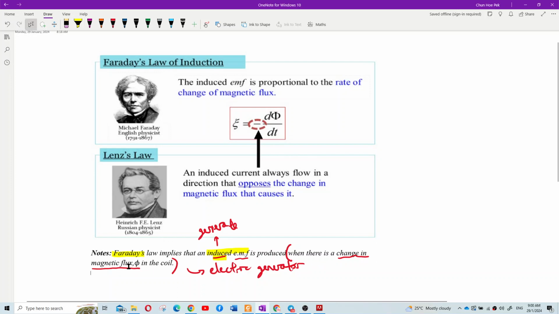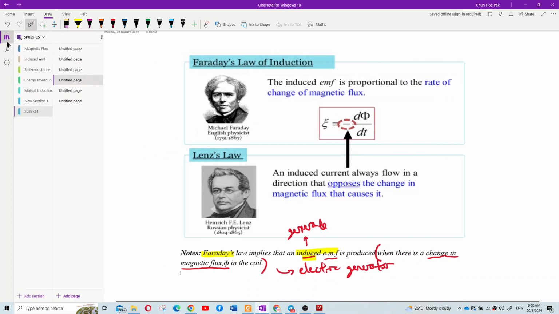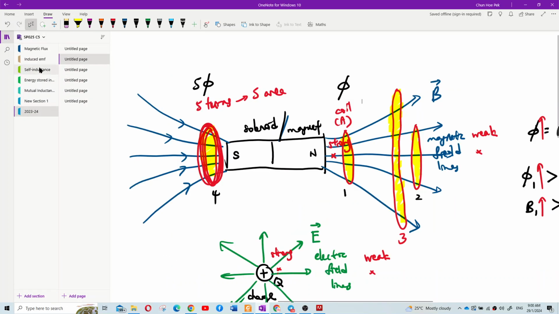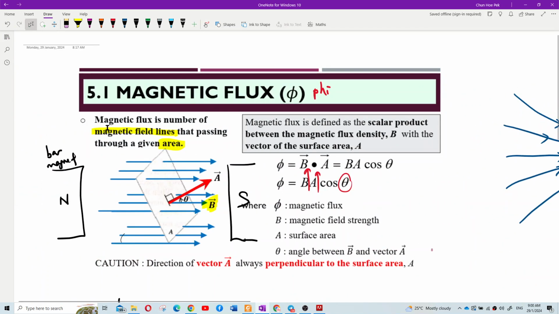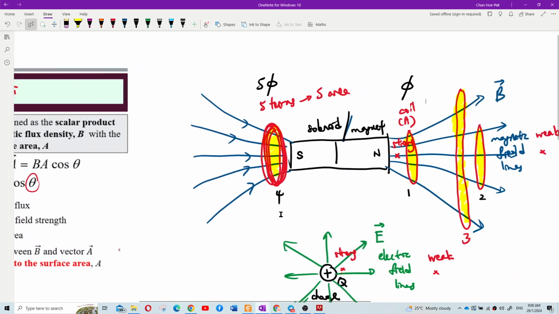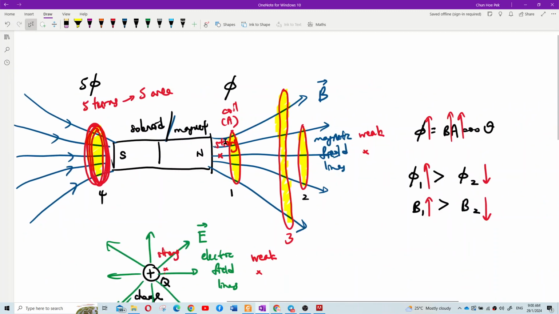So why did you learn about magnetic flux just now? What is magnetic flux? You need to go back to what is magnetic flux. Magnetic flux is the number of magnetic field lines passing through a certain area. Okay, certain area. So like you have this area. The magnetic field lines passing through this area is called magnetic flux.